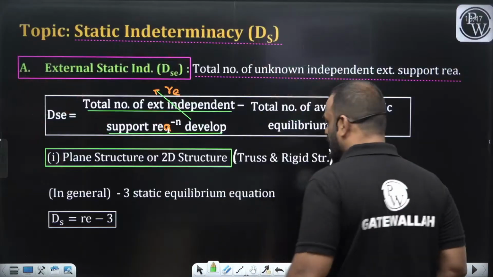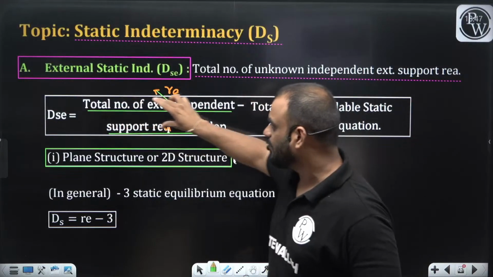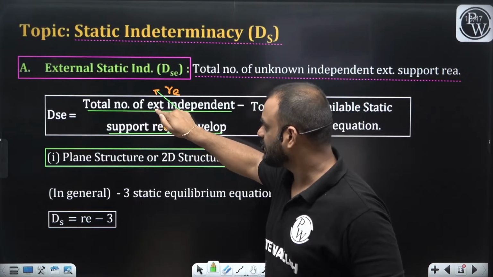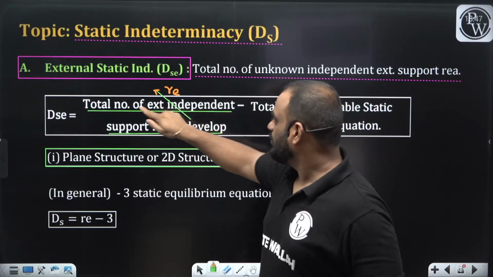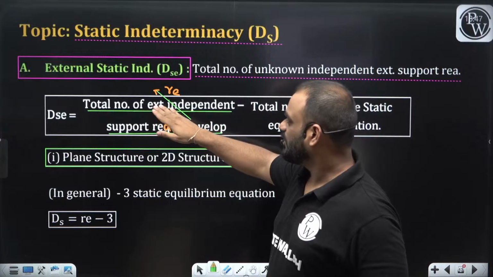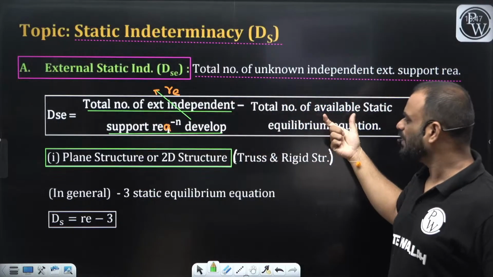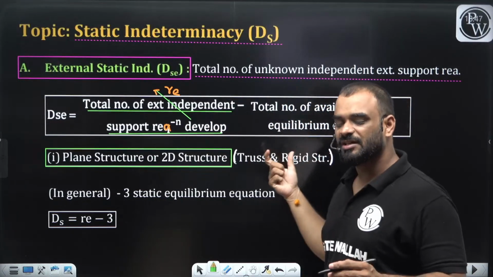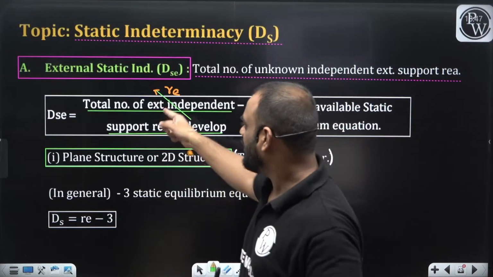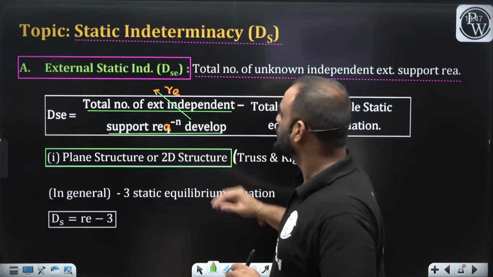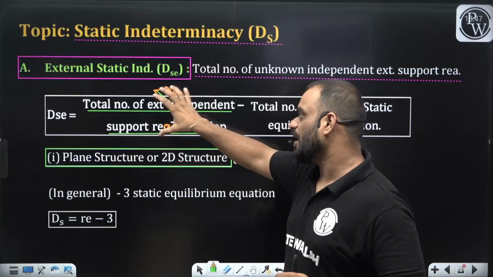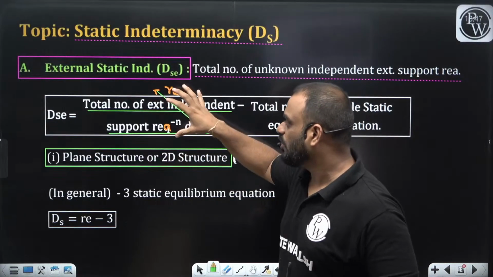Now I think you are able to understand this particular statement completely. Total number of external independent support reactions develop. Why are we not writing unknown over here? Because after using the static equilibrium equation, there are certain reactions which can be known to us, and the remaining part will be unknown. That's why unknown is not written over here. Okay. So total number of external independent support reactions develop. Now you are able to understand how to find out the value of RE.